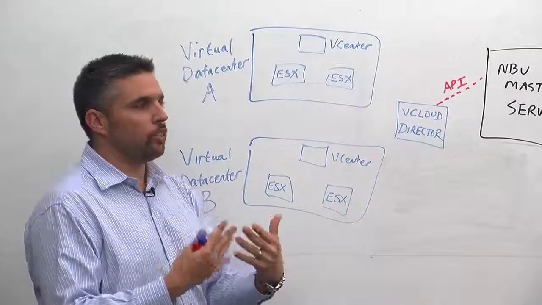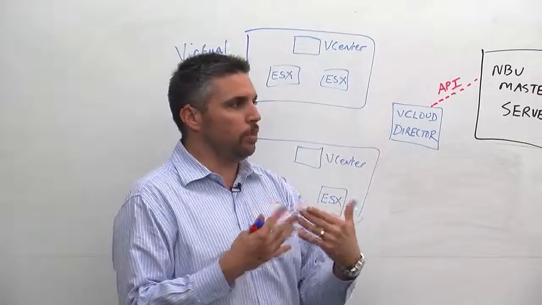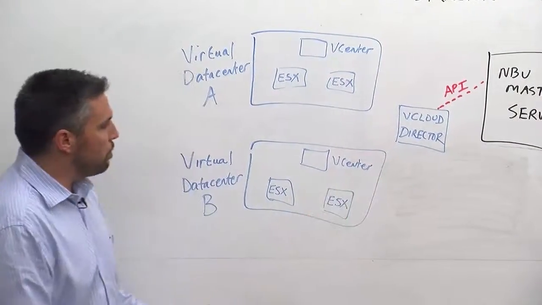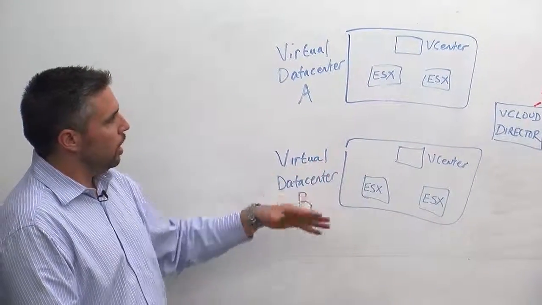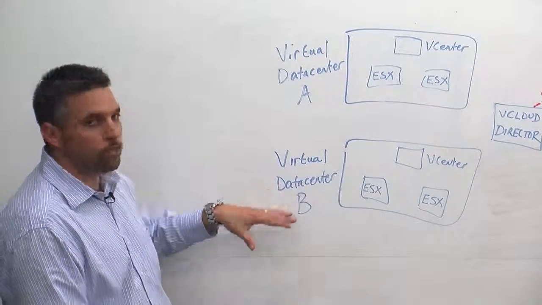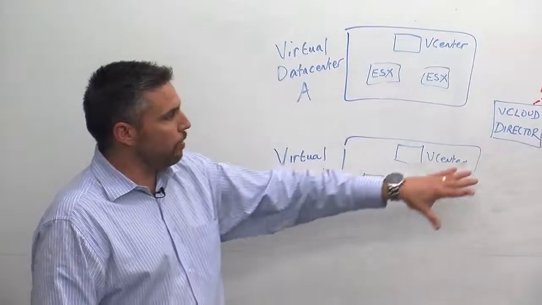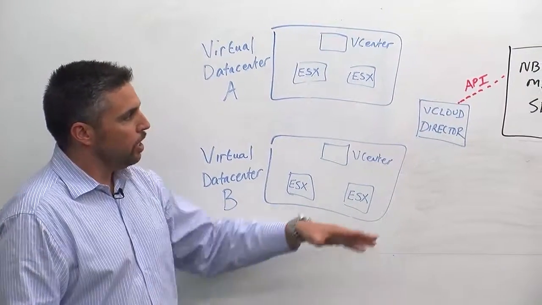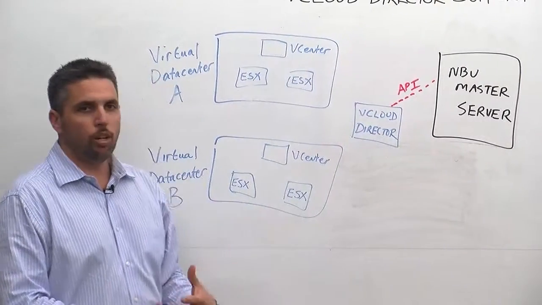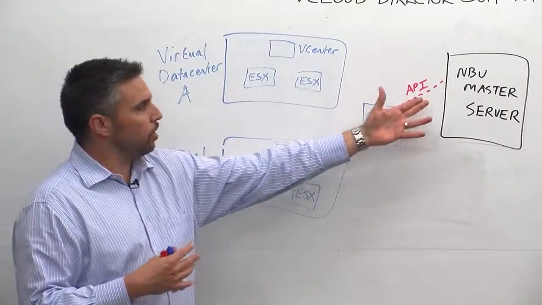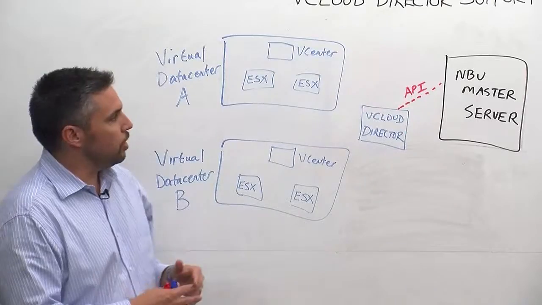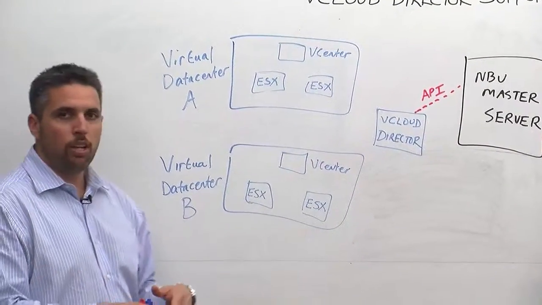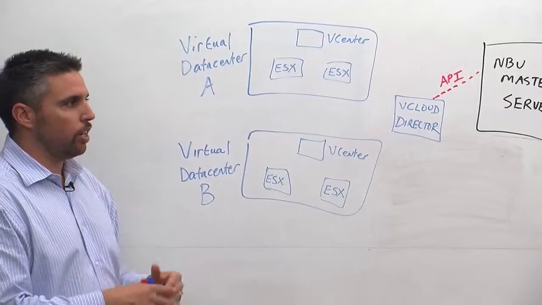So what is vCloud Director? vCloud Director is VMware's cloud computing management tool. What I'm representing here is, architecturally, we have Virtual Data Center A, Virtual Data Center B, and we have our vCloud Director. For this integration, we've got our NetBackup server, and what we do is we make API calls. NetBackup initiates the API request to vCloud Director, and that's where we understand where those assets are.